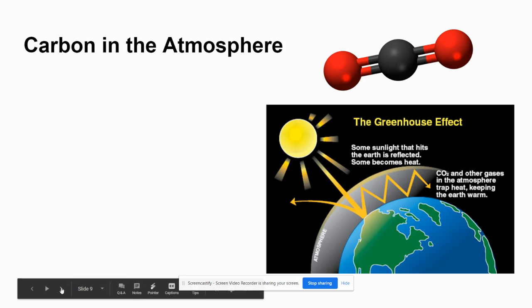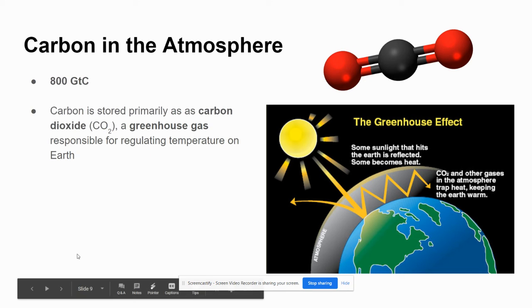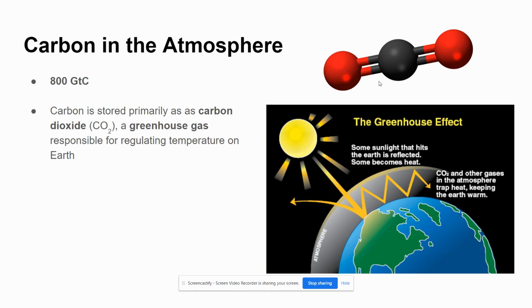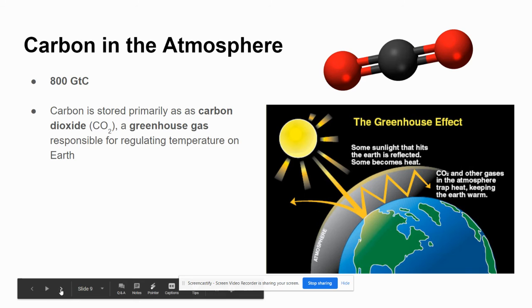So let's talk about the carbon in the atmosphere. The carbon in the atmosphere exists in the form of the molecule carbon dioxide. Here is the carbon dioxide molecule. If you remember from the molecular shape lesson, it's a linear molecule with a 180-degree angle, CO2, one carbon and two oxygen. The carbon in the atmosphere is 800 gigatons of carbon, more than it is in the biosphere, and carbon is stored primarily as carbon dioxide in the atmosphere, which is a greenhouse gas responsible for regulating temperature on the earth.